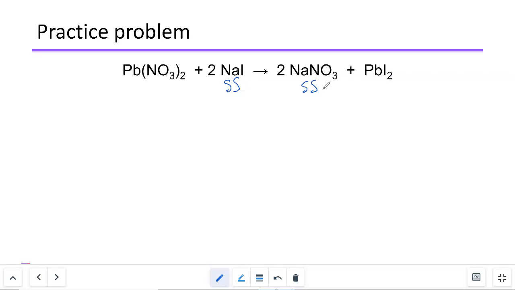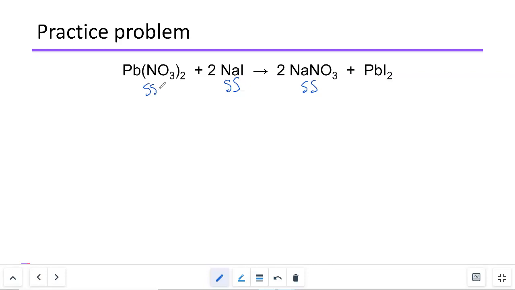Okay, what do we do with the lead II nitrate? Shelby? Okay, you're a little bit ahead, solubility wise. Okay. It's going to be soluble. Shelby's already splitting it for us. The only way you'd split it is if it were soluble. Now, why is it soluble?